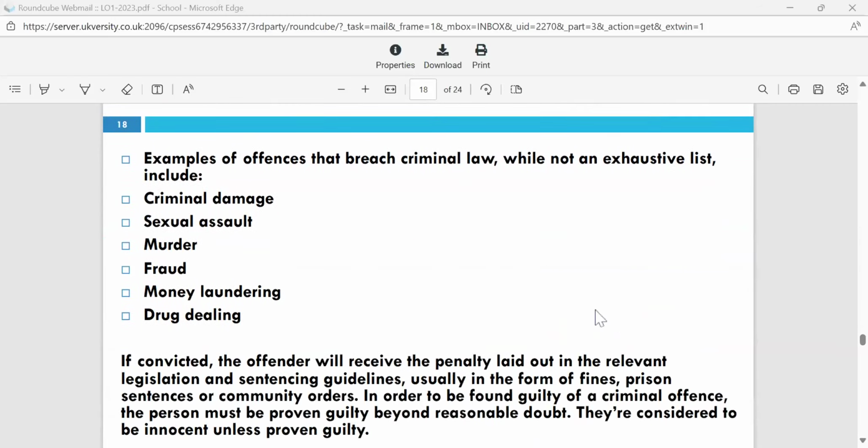Examples of criminal law. Can you give me some examples of criminal law? What do you think examples of criminal law could be?